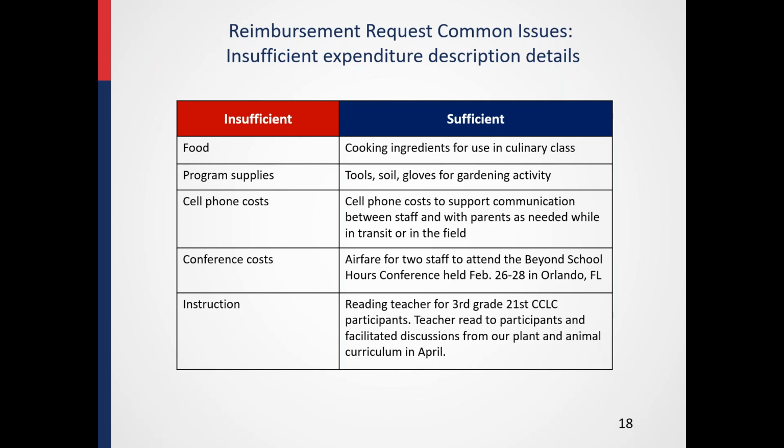And a last example, insufficient is instruction. That doesn't tell you anything about what was purchased. And a more appropriate description is reading teacher for 3rd grade 21st century participants. Teacher read to participants and facilitated discussions from our plant and animal curriculum in April. So that also gives you an indication of how long that person was paid for. So that also indicates the reasonableness of the expenditure, and it connects it to exactly what the person was doing to implement the 21st century program.